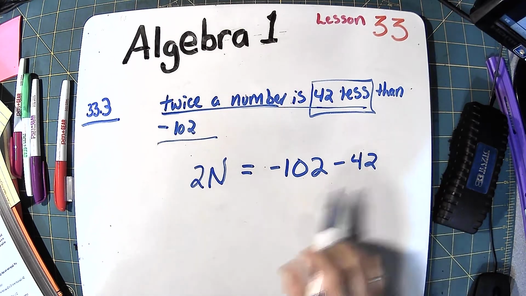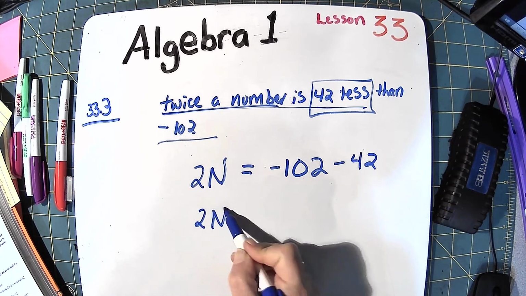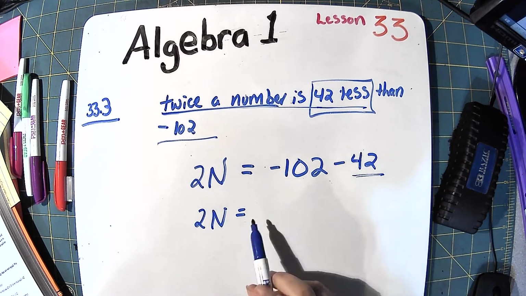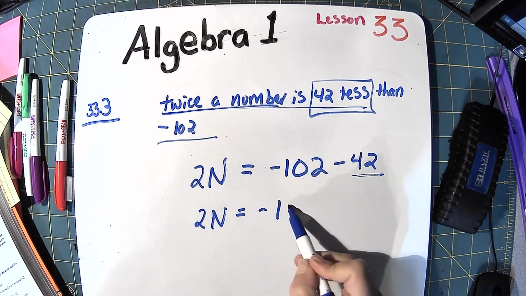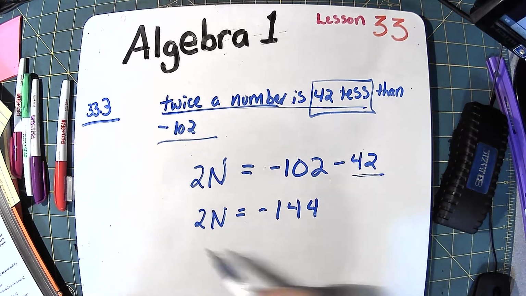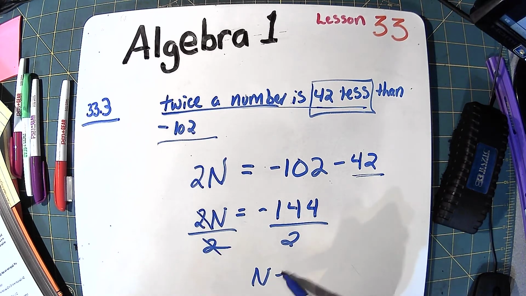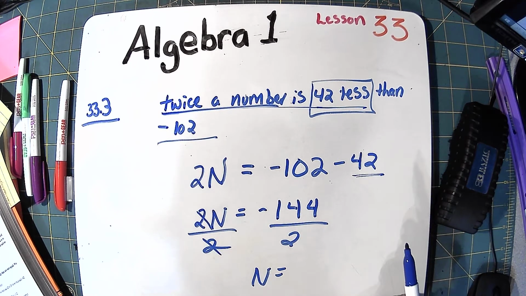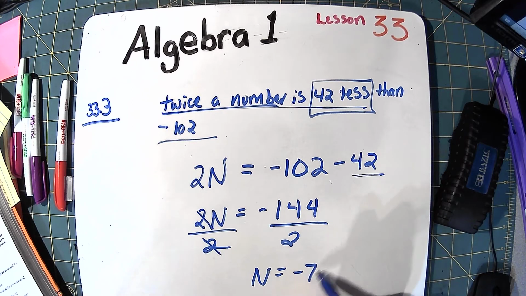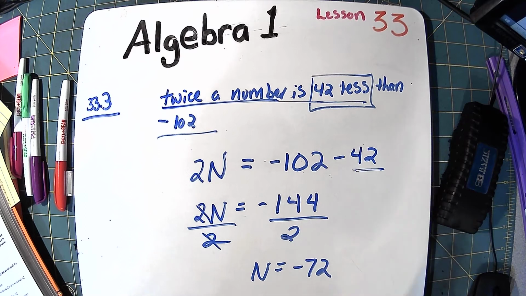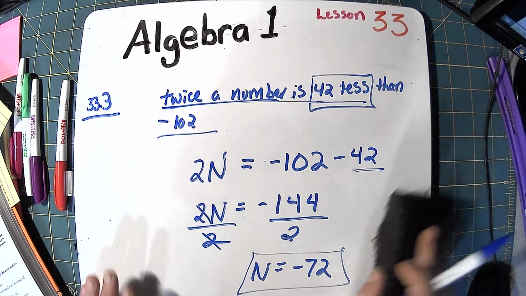We're going to try it this way. So we got 2n equals, now we're going to say negative 102 minus 42, that's going to be negative 144, and then we're going to divide by 2, and we get n equals, what's half of 144? Negative 72. 7 and 7 is 14, 2 and 2 is 4, yep. So there's that one. So you're just going to write it out, and then you're going to figure out where that less goes.